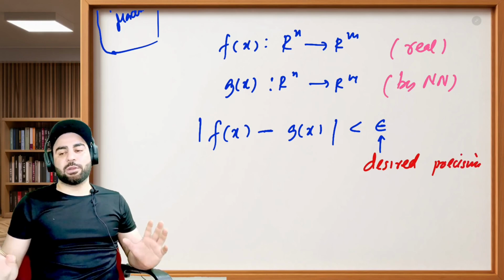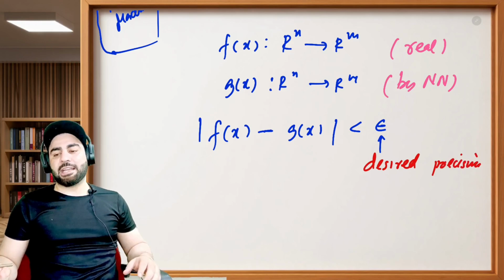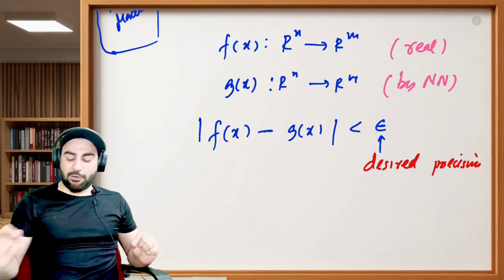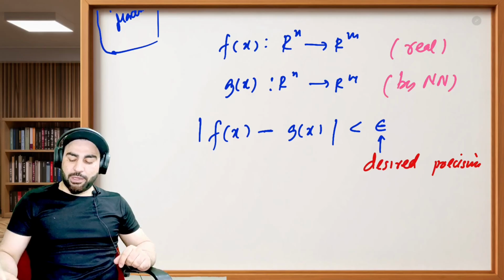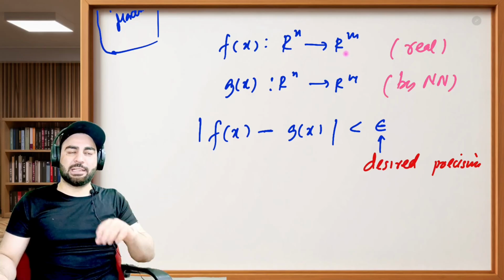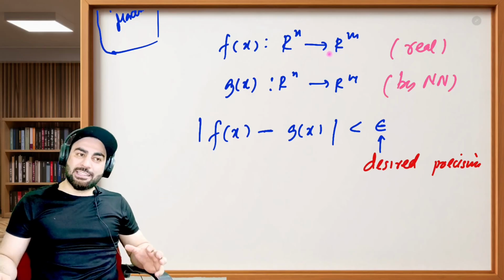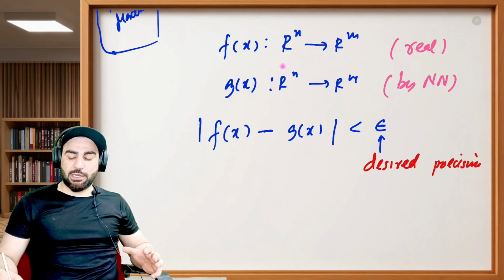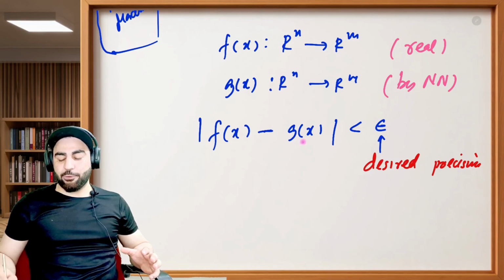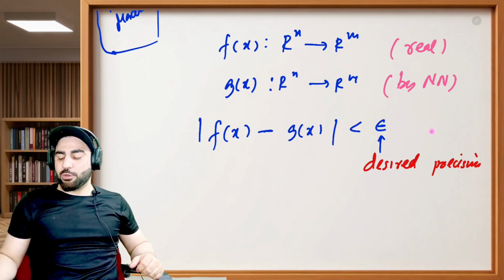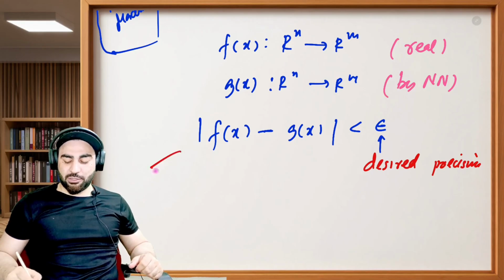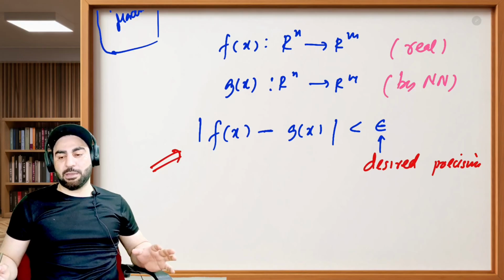This is what the universal approximation theorem says. If you have a function f of x which goes from some Rn to Rm, so this is its domain and this is its range, it does some transformation. You can construct a neural network of this sort. And if you take the difference, you can bound the error of that neural network. So you will have this desired precision. This is what the universal approximation theorem says.